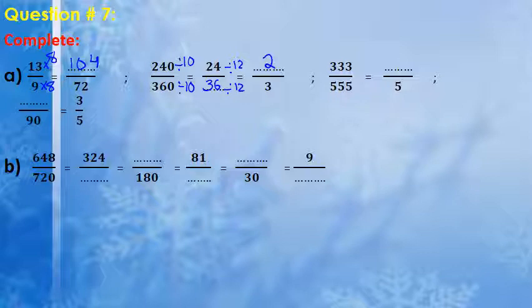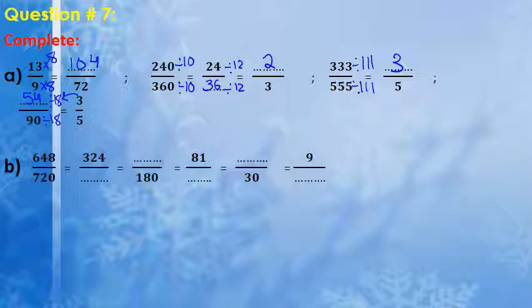Now 333 over 555 equal how much over 5? 555 became 5, so we divide by 111. So up we divide by 111, it gives us 3. Now, how much over 90 equals to 3 over 5? 90 became 5. How did 90 become 5? We divide by 18. So up we divide by 18. A number divided by 18 gives us 3. Move in an inverse way. 3 times 18 gives us the answer, so it is 54.